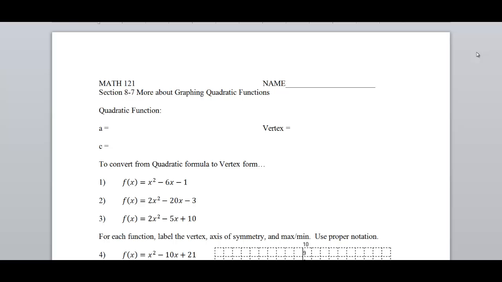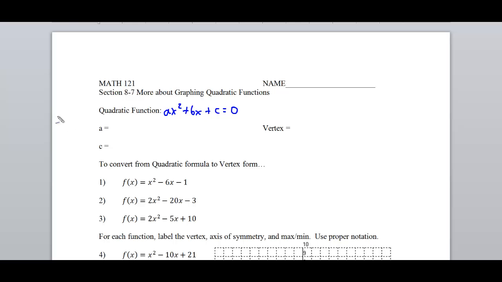More about graphing quadratic functions, and this time we're actually going to be graphing the actual quadratic function, which is ax squared plus bx plus c. Now this equation, ax squared plus bx plus c, is ready to go and plug into the quadratic formula. But in this case, instead of us doing that, we're actually going to be graphing it from what we see.